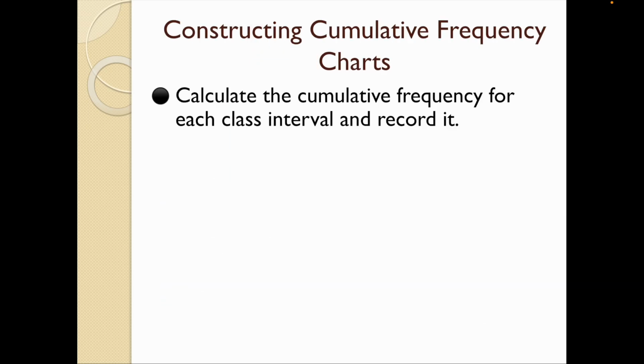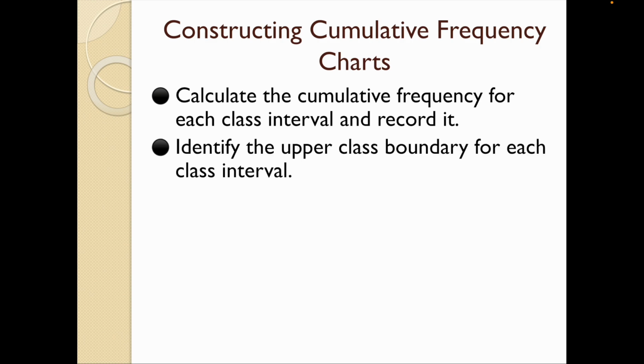Y'all doing good. So we have to calculate the cumulative frequency for each class interval first. That's what we need to do. Once we have that, we look for the upper class boundary for each class interval. In this case, we're still going to use our first class boundary to help us, but we're going to see how that's marked slightly different. It's going to be important when we're sketching, because this is where we sometimes make a little mistake and shift it to a different place than where it was. So this is something we have to pay attention to when we're doing it.